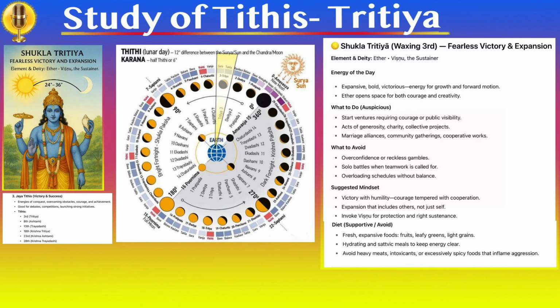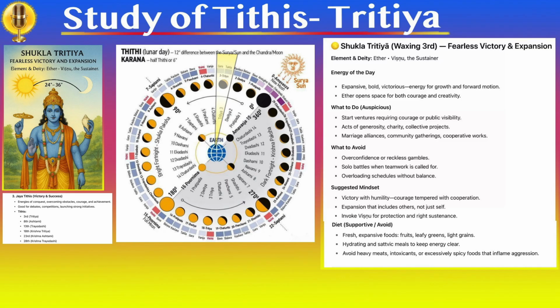Now, the deity is Lord Vishnu, and this is a Jaya Tithi. Under the deity, there is the tiny box, as you can see. Always pay attention to the energy of the Tithi itself. Jaya Tithi, Jaya means victory and success. Energy of conquest by overcoming obstacles, courage and achievement. Good for debates, competition and launching strong initiatives because it's a warrior class, you see.